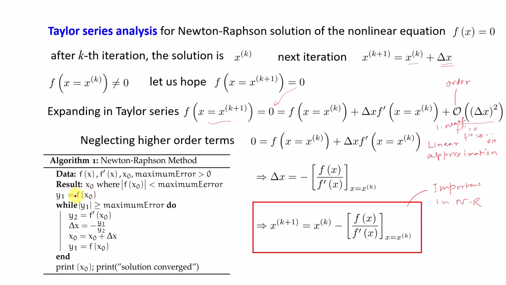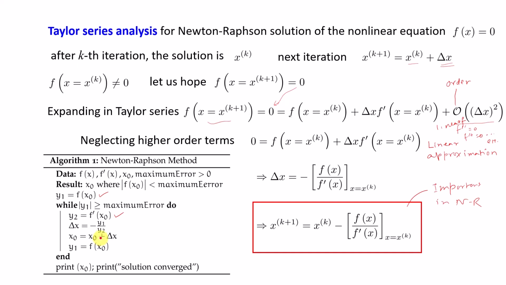So we start with y1 equals f of x naught, and then as long as y1 is greater than or equal to the maximum error, we continue doing this operation. Our operation is: y2 is f prime of x naught, and delta x is equal to minus y1 by y2, that is minus f of x by f prime of x. y1 is f of x and y2 is f prime of x, and of course x0 becomes x0 plus delta x. So we keep on updating the guess and it continues.